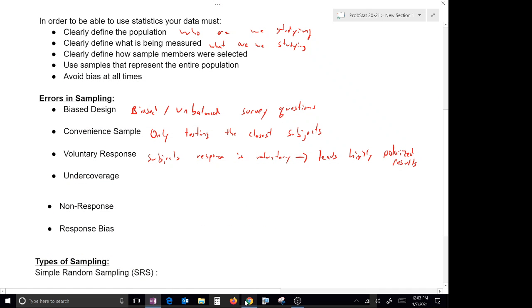So undercoverage happens when the method of data collection leaves out a demographic of people. Okay.